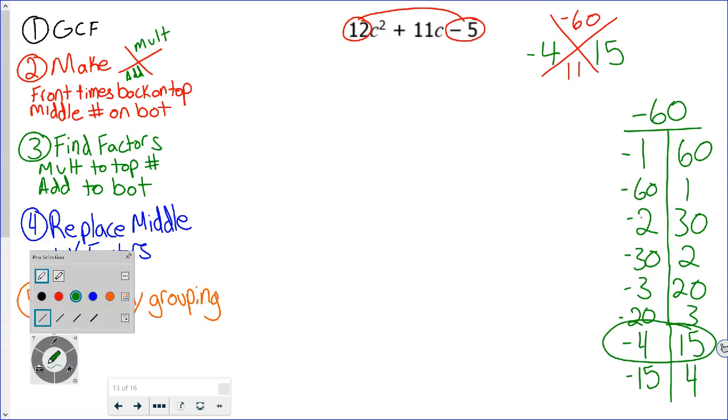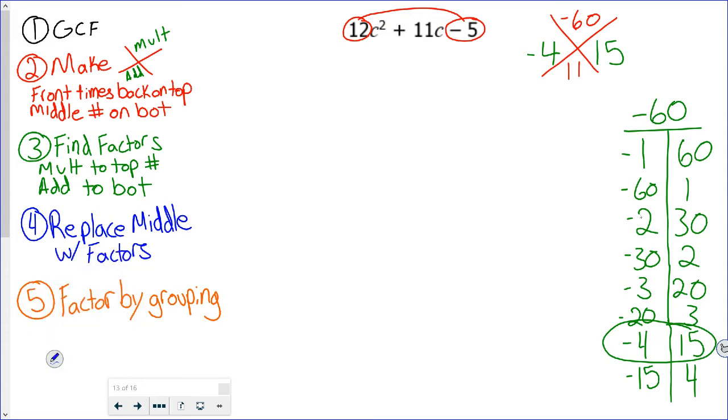Well, in blue, it says we need to replace our middle term with those factors. So we're going to replace this 11c with these two numbers here. We're going to rewrite that middle term into two parts instead of that one. So we're going to break that 11c down. This is going to be -4c plus 15c. I didn't change my problem. -4c plus 15c is still going to be 11c. I just wrote it differently.